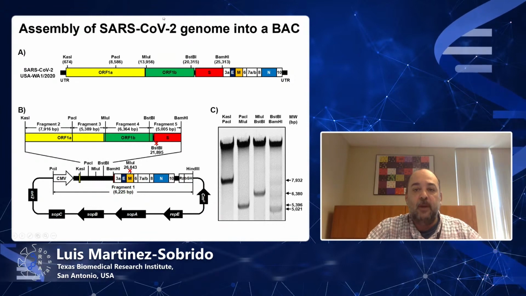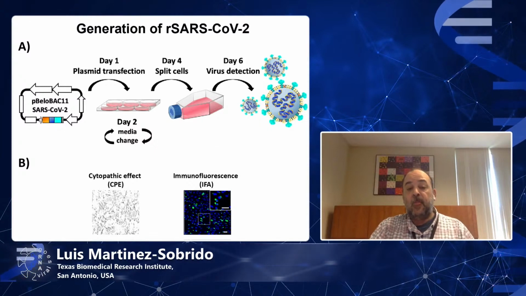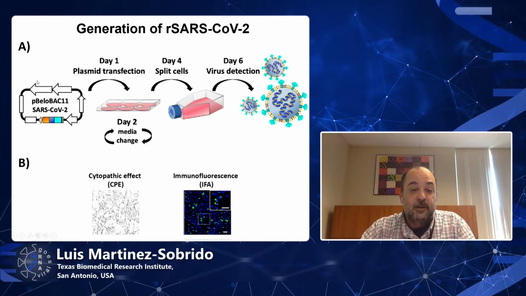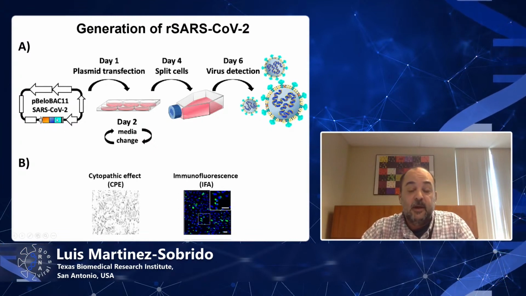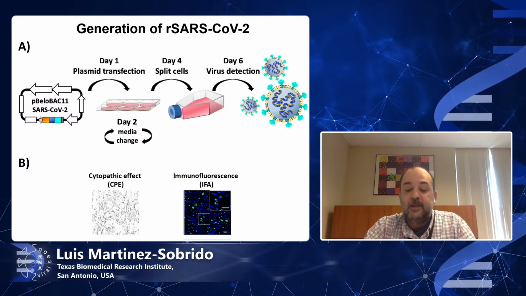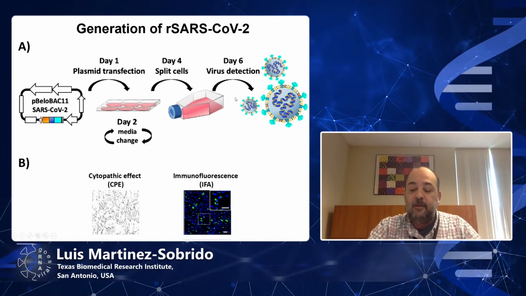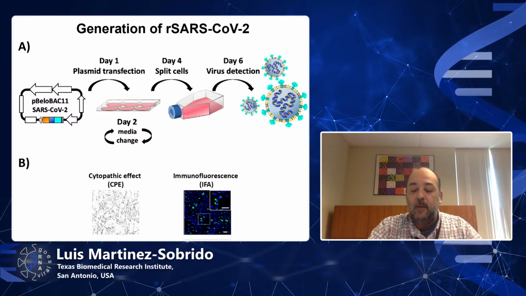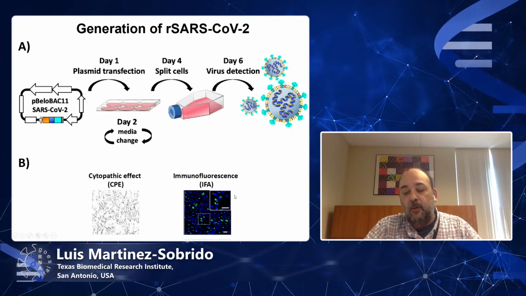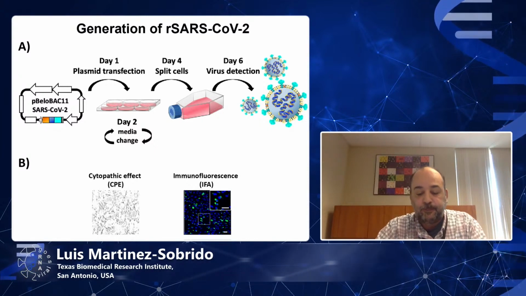Now, once we assemble the entire viral genome in this bacterial artificial chromosome, we follow a very simple protocol to generate recombinant virus that consists of transfecting this unique plasmid directly into Vero E6 cells. Then 2 days later, we split the cells and put them in a T75 flask, and then evaluate the presence of the virus 2 days post splitting the cells, by looking at cytopathic effect or by immunofluorescence using an antibody against the nucleocapsid protein.